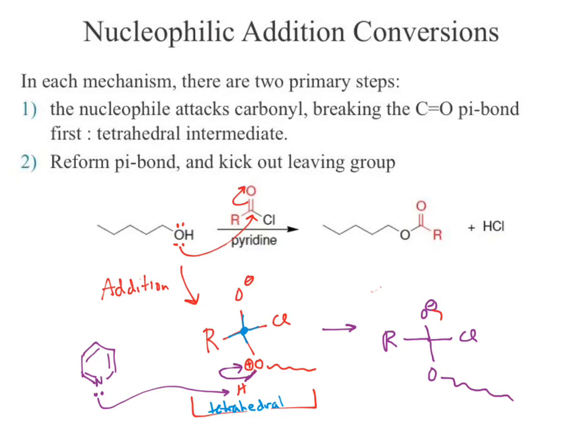Now what happens when our electrons come back down? Chlorine leaves because chlorine is now a better leaving group because we'd end up with Cl- as opposed to O-. And now we've got our final product. All right? So this does bring up a point. When you see these arrows, you've got to be a little bit careful about what they mean.